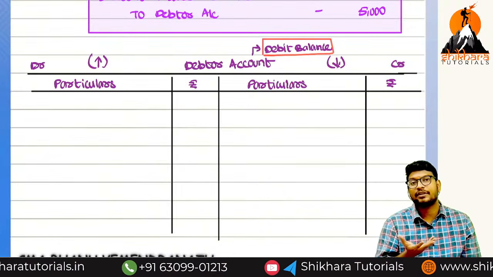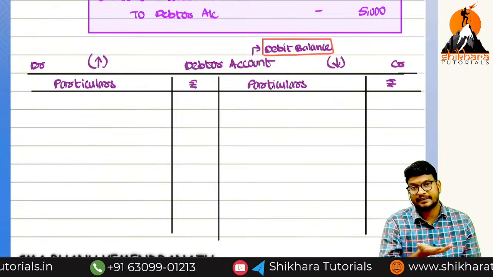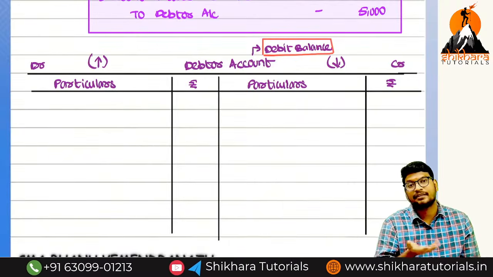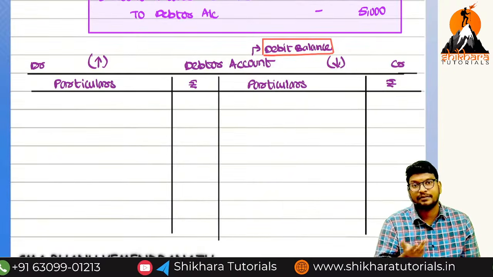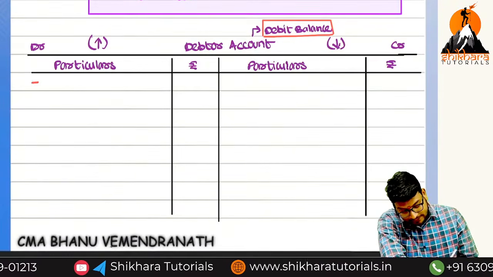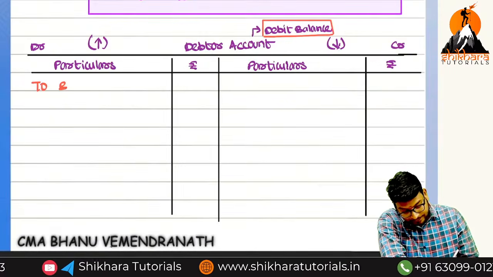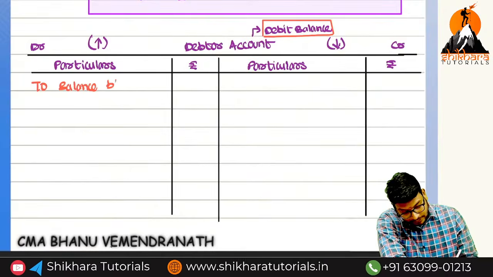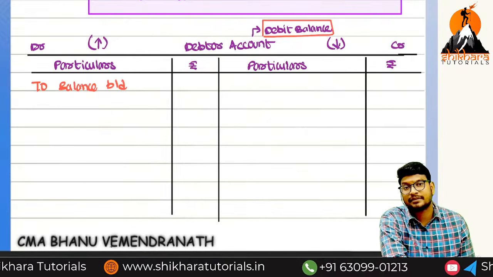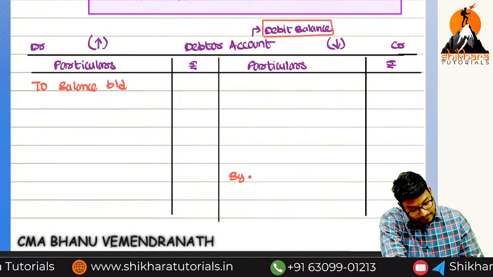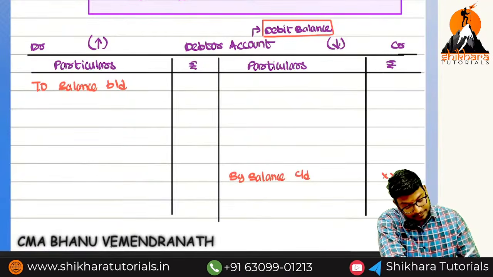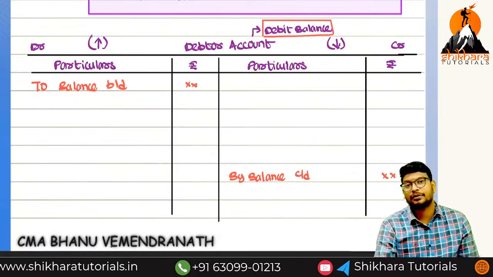Why? Because what is the meaning of debit balance? Debit side is more than credit side. If the debit side is more, closing balance will come on the credit side. If the debit side is more, opening balance will come on the debit side itself. Opening means which side is more, closing means which side is less. Okay, that is the reason. So directly for the opening balance, what we can write? To balance brought down. For the closing balance, which side? Credit side. What we have to write? By balance carry down. So just put the marks. That's all. For understanding the account only we are preparing.